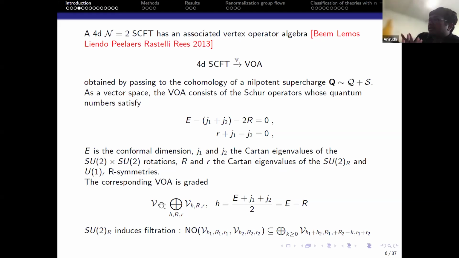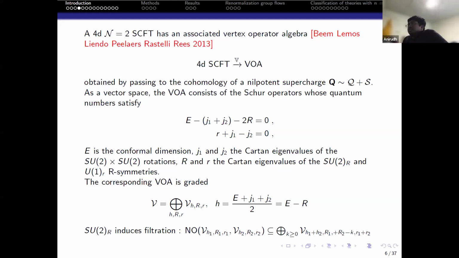And this VOA is graded using these quantum numbers. So there's this H, which is basically the two-dimensional conformal weight of the operators in the VOA. And it's a function of these four-dimensional quantum numbers. And then you have the SU(2)_R and the U(1)_r Cartan eigenvalues, using which you can grade this VOA.